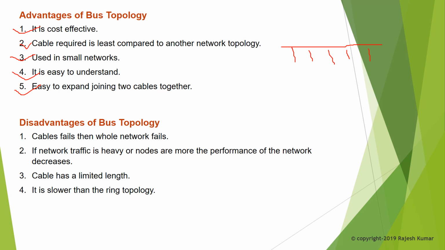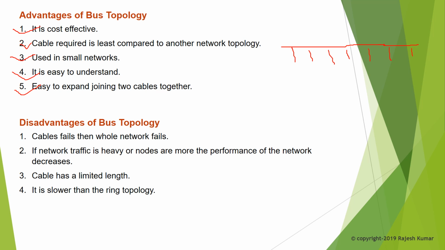Last but not least, the advantage is that it is easy to expand this topology. That means we have one wire which is connecting 5 different computers here, and now we need to expand the network with 2 more computers. So what we'll do is extend this wire, attach a new wire, connect that wire with the existing one, and add two new computers here. So it is easy to expand this particular topology.